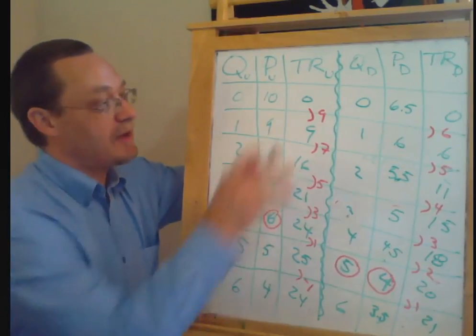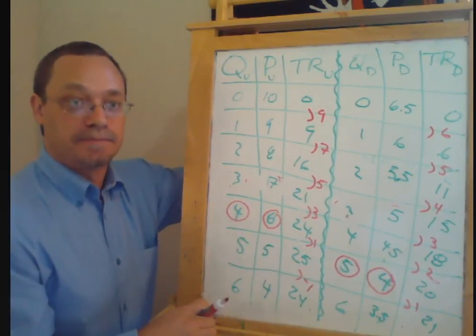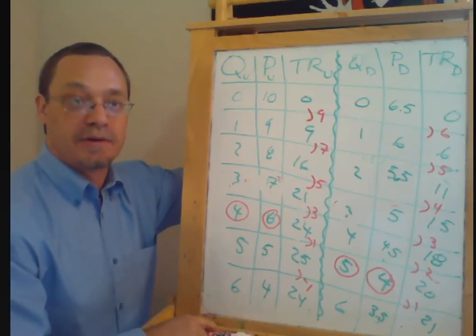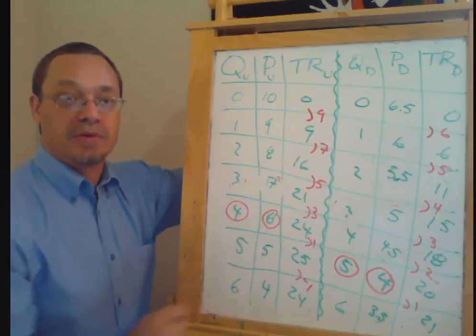So you can see how you could map this kind of thing out. And that's our nice numerical example of how to do price discrimination.